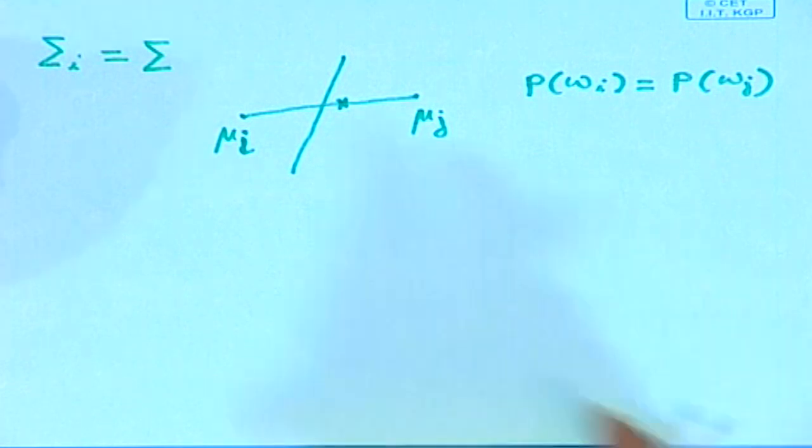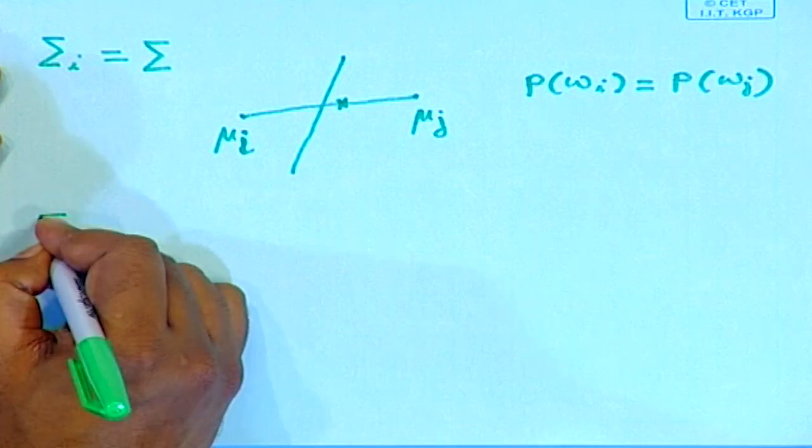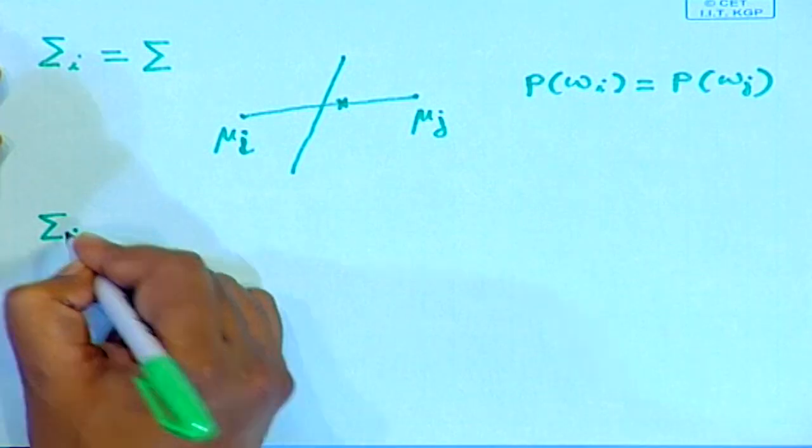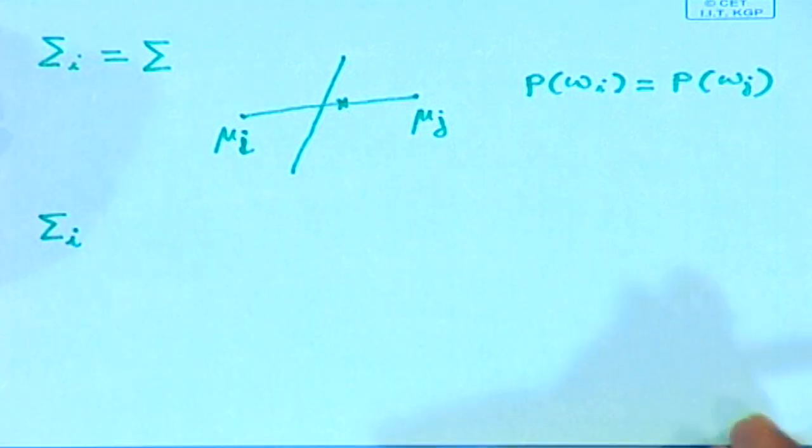And the third case, we have said that the covariance matrices of different classes are totally arbitrary.